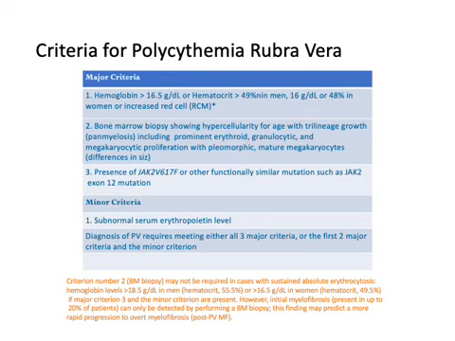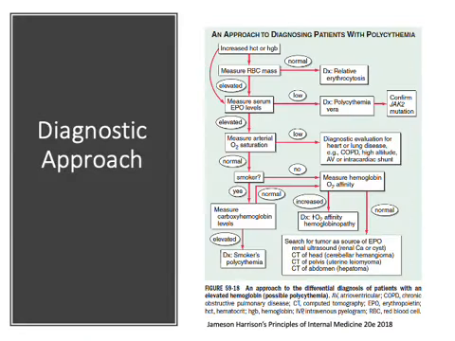Making the diagnosis of PV in a patient who presents with polycythemia can be difficult. Current criteria are shown in the slides. The identification of your JAK2 mutation has rationalized the approach to the diagnosis of polycythemia. A stepwise approach to the diagnosis is found in your textbook, Jameson's Harrison's Principles of Internal Medicine.